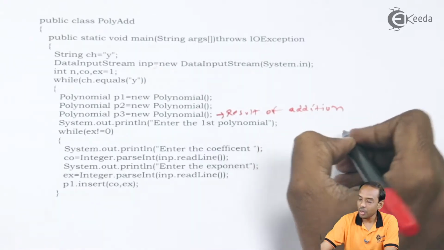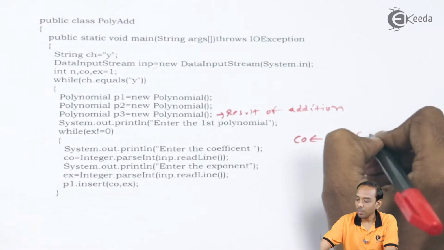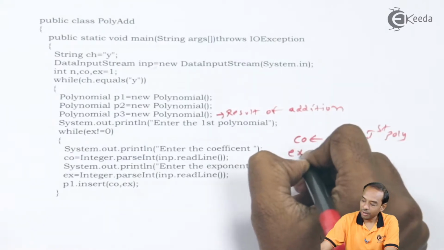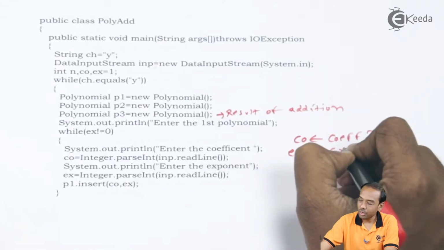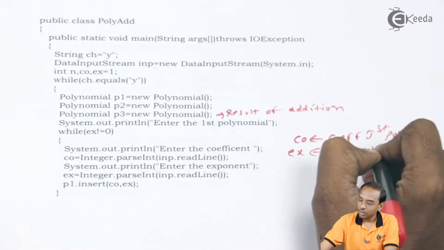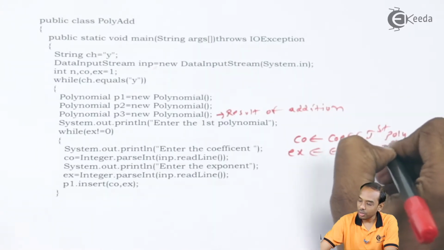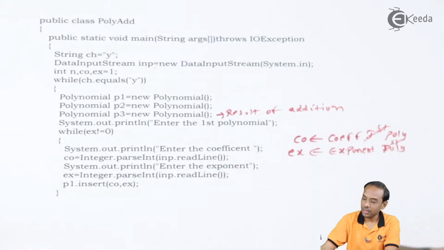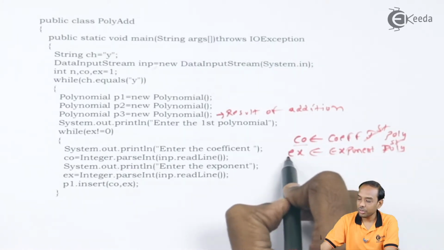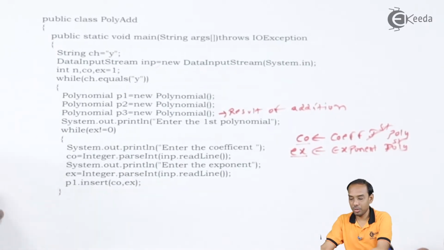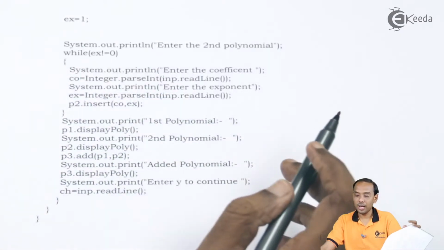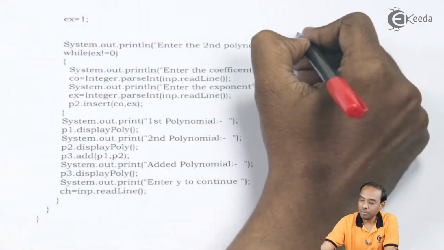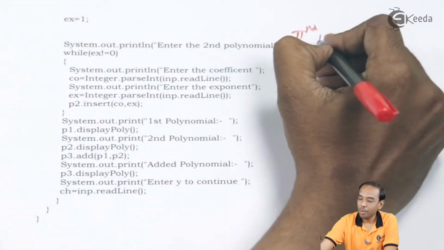co will define the coefficient of the first polynomial, and ex will define the exponent of the first polynomial. So guys, like this I can have the values of coefficients. This is your first value. Now we come to the next one. This is your ex equal to 1. It means we are going for the second polynomial.